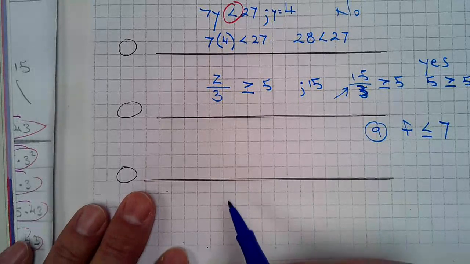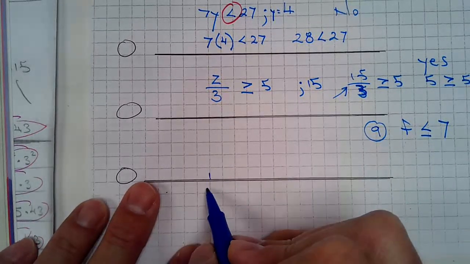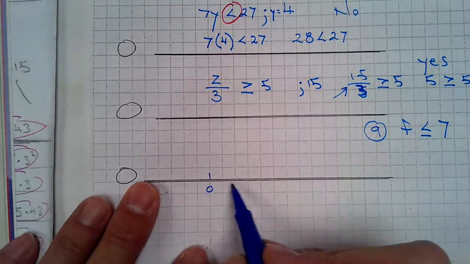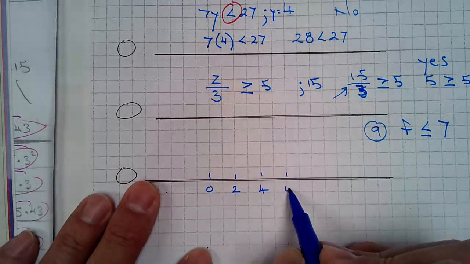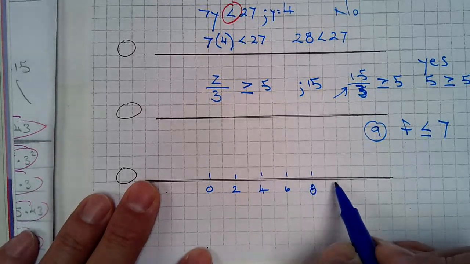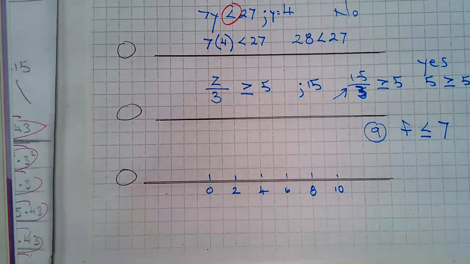All right, well, again, the graphs can be really simple, you guys. I'm just going to put a 0 here, and I'll just count by 2s. Here's 2, here's 4, here's 6, here's 8, here's 10. Done, all done.